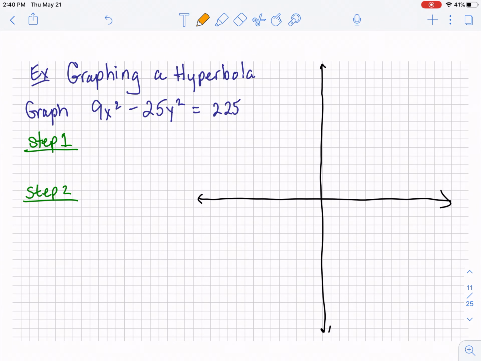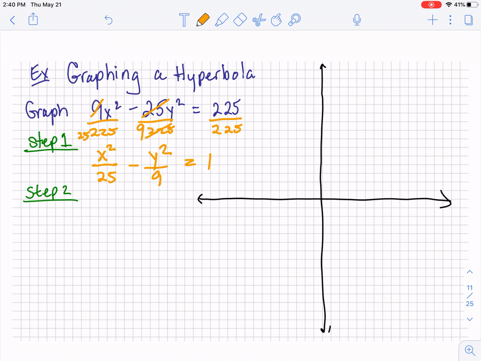Let's talk about the easiest way to graph a hyperbola. Again, we want this to equal 1. So I'm going to divide this whole thing by 225 to get it equaling 1. Now watch what happens when I reduce the fraction. 9 goes into 225 25 times, so I'm going to have x squared over 25 minus, and 25 goes into 225 9 times, so y squared over 9 equals 1.